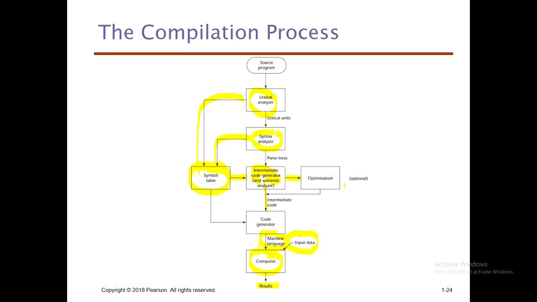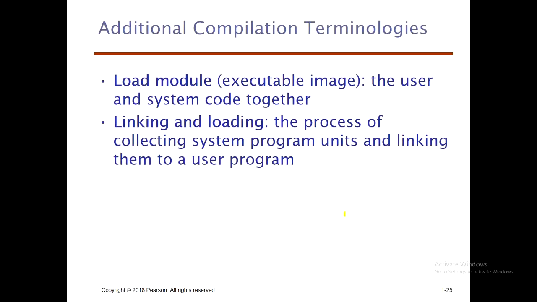So these are actually the steps of these 4 different steps. This is the first one, lexical analyzer. Second one, syntax analyzer. Third one, semantic analyzer or intermediate code. And then the last one is code generator. And this is how the process is done through a computer system.